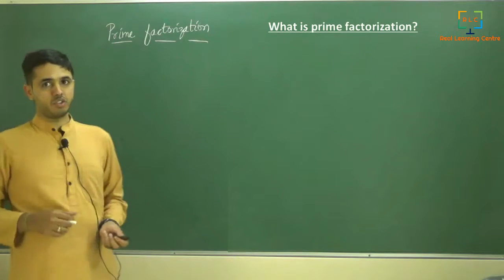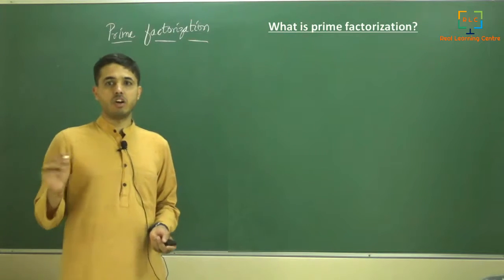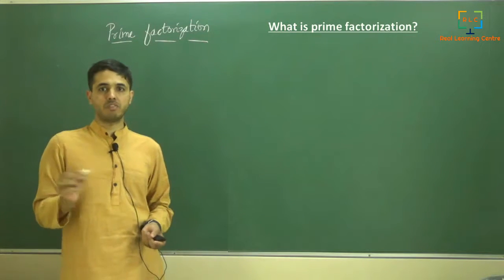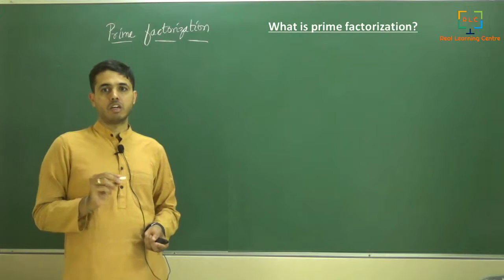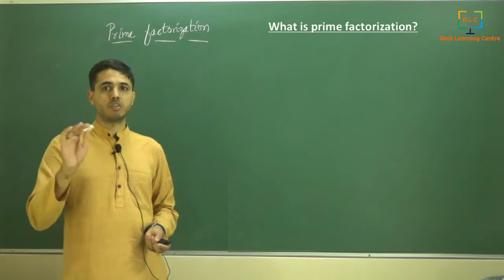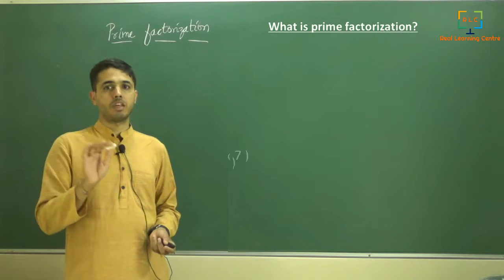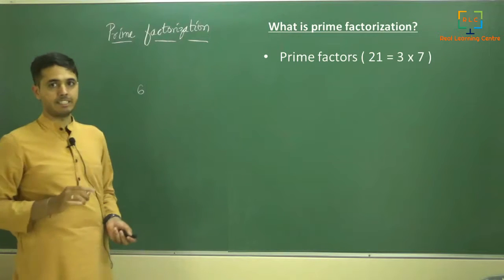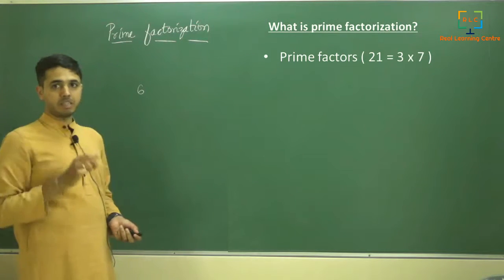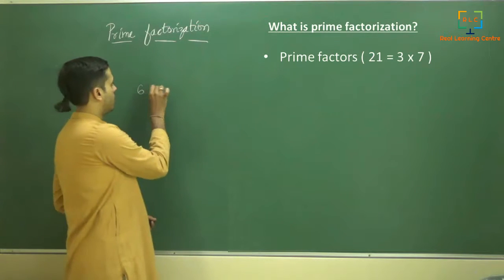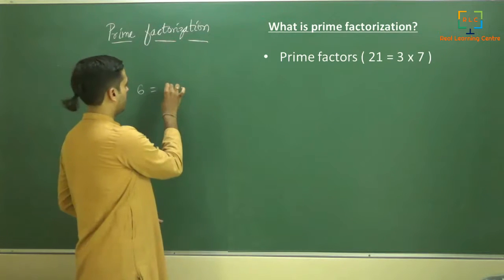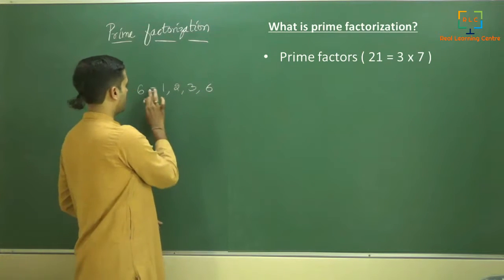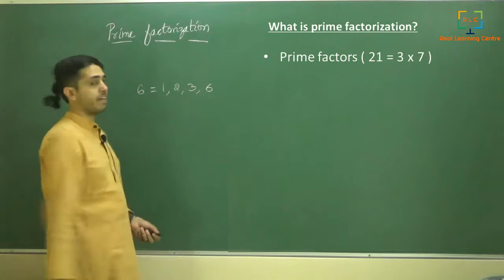Now, what is prime factorization? Till now, in our third session we saw what is meant by factors, and in our fourth session we saw what prime numbers are. So let us combine both to understand prime factors. Let us take the example of number 6. If you factorize number 6, we get different factors: 1, 2, 3 and 6.